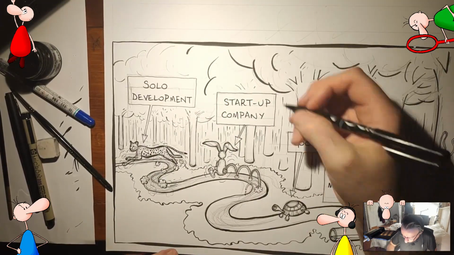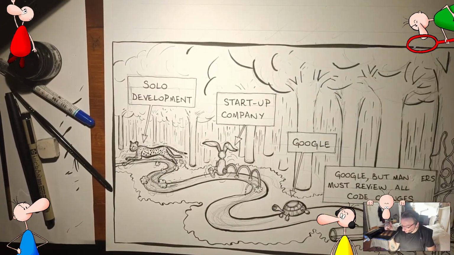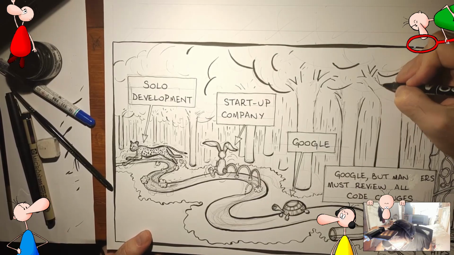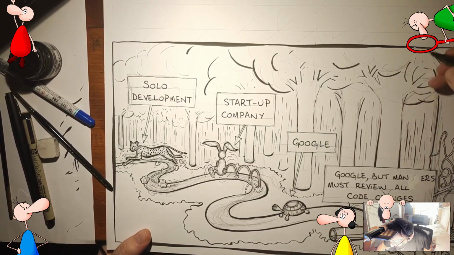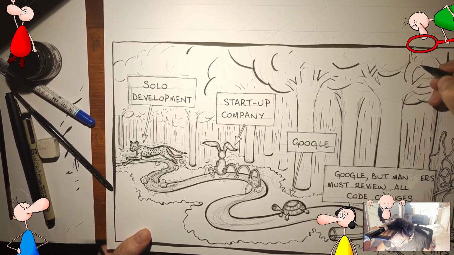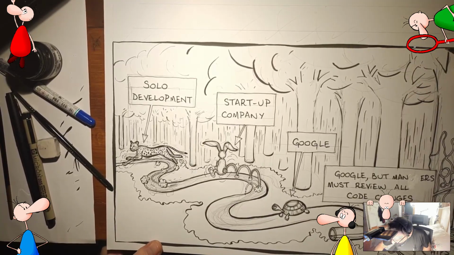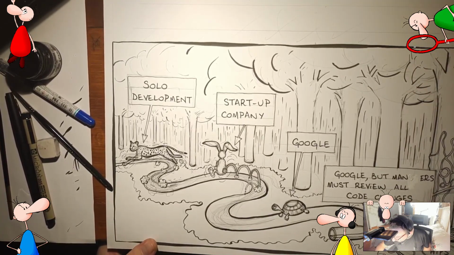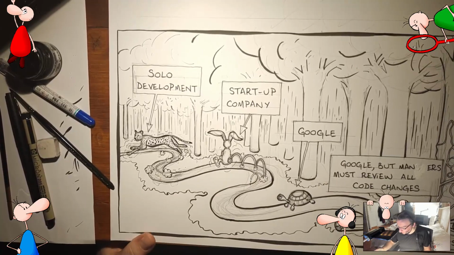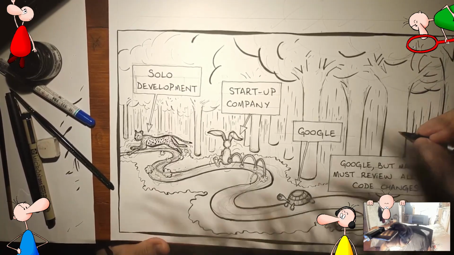Now, should I add some little strokes to the foliage, or would that be a bit overkill? I think it would be a bit overkill. I don't want to do it all over for all the trees. It's just going to be distracting.